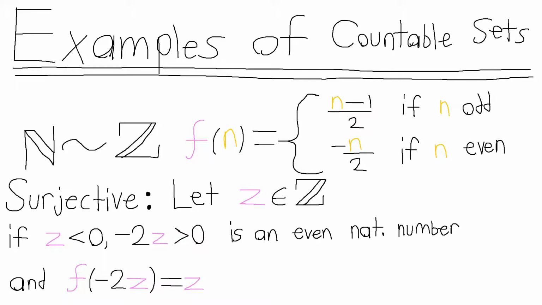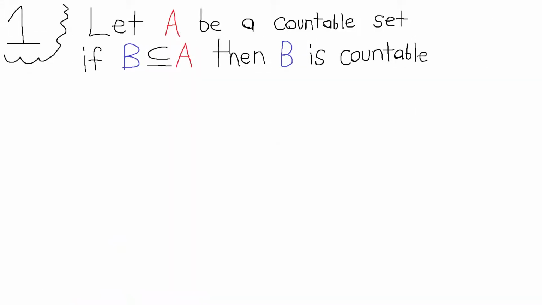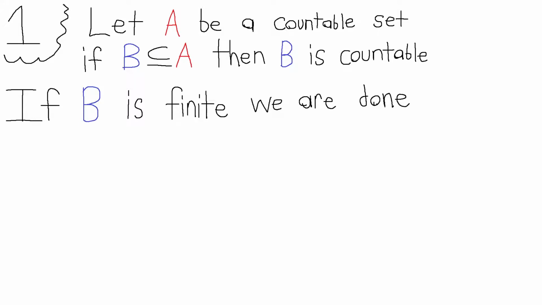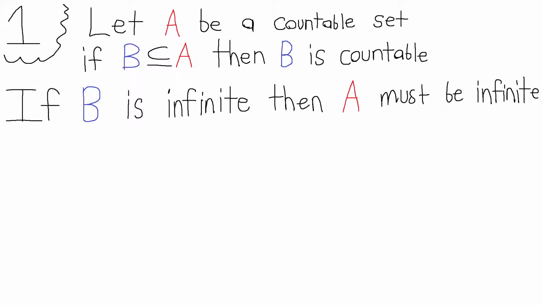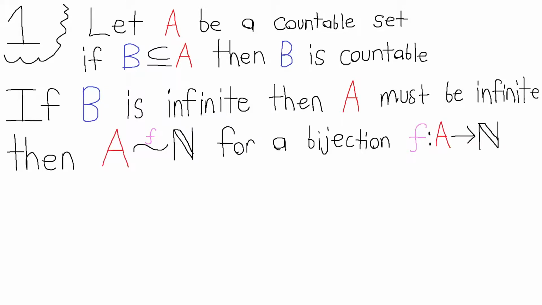We will now prove an important theorem about countable sets. Let A be a countable set, then every subset of A is countable. Consider a subset B of A. If B is finite, then it is countable, so we're done. On the other hand, if B is infinite, then since A contains B, A must also be infinite. Then since A is countable, there must be some bijection f between A and the natural numbers.